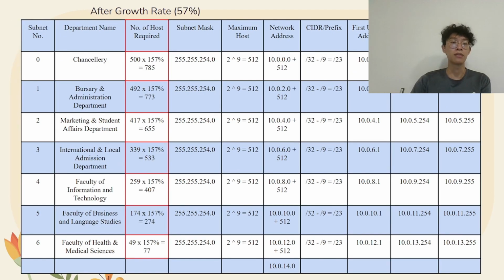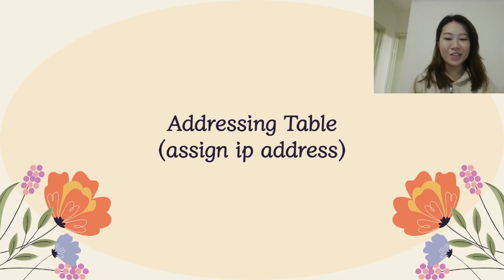So this is the after growth rate, which I mentioned just now. Just use the number of hosts required at the before growth rate and times it by 157%, and you will get the answer. Okay, thank you, Adrian Lim.